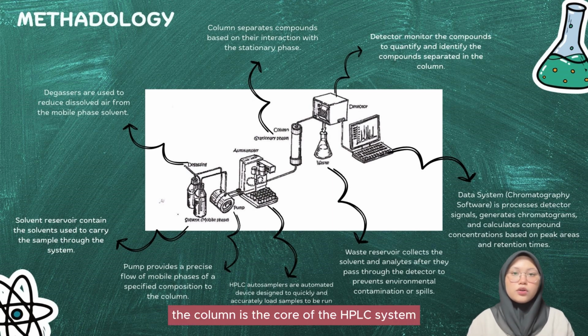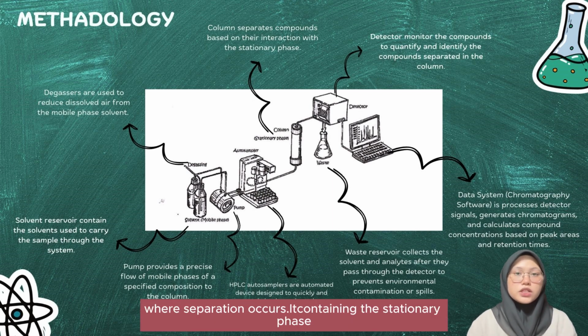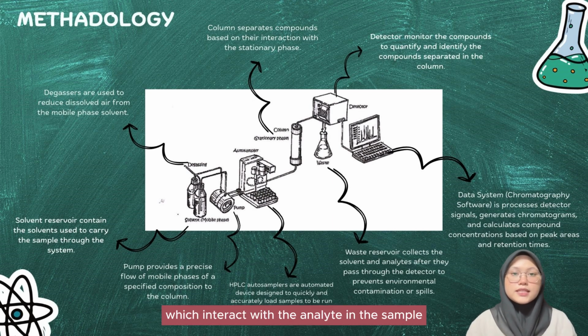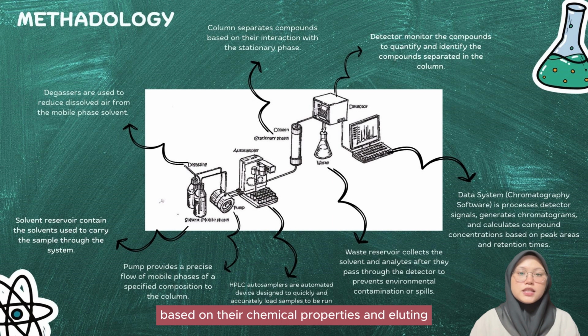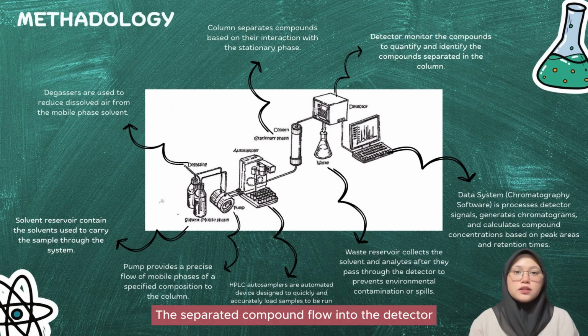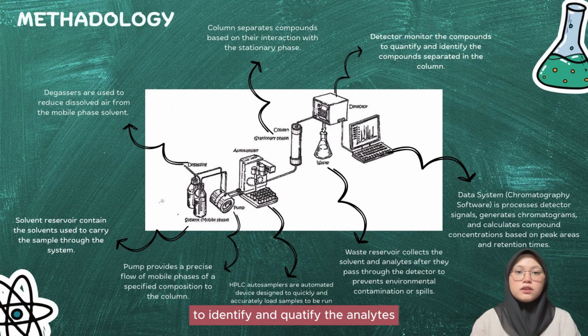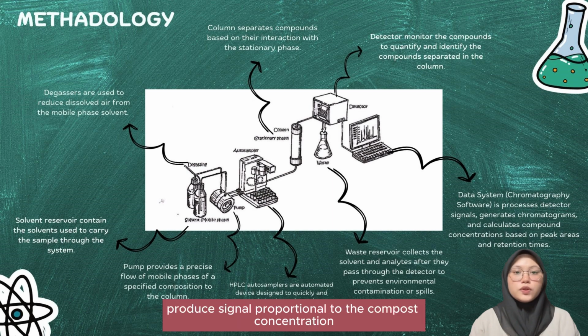The column is the core of the HPLC system where separation occurs. It contains the stationary phase which interacts with the analytes in the sample. As the sample moves through the column, different components are separated based on their chemical properties and elute at different retention times. The separated compounds flow into the detector, which monitors them. For caffeine, we use a UV detector set at 254 nanometers to identify and quantify the analytes. The detector produces a signal proportional to the compound's concentration.